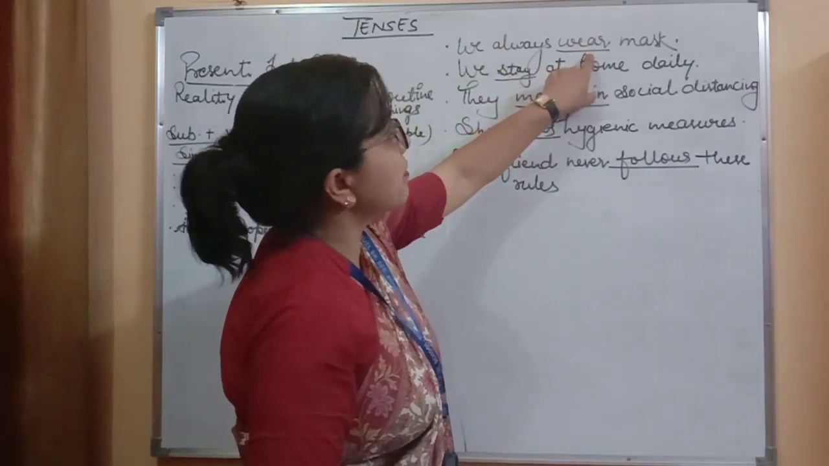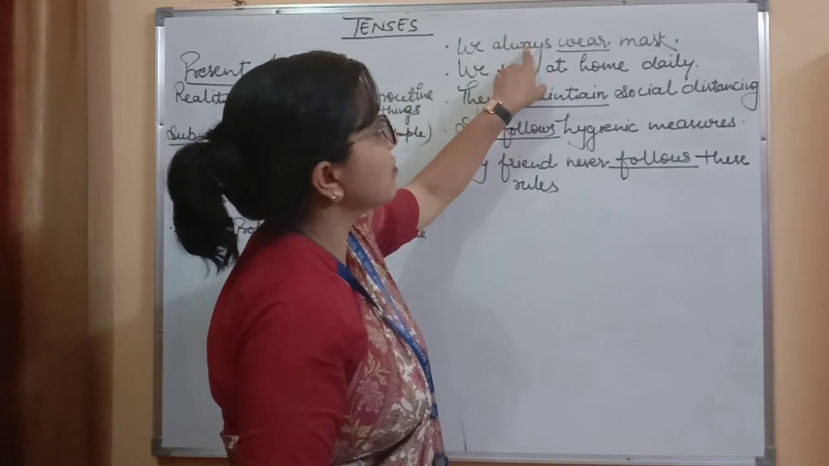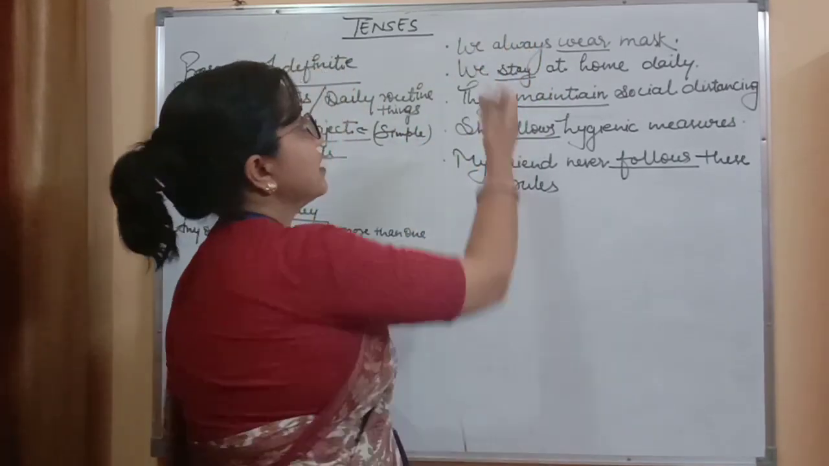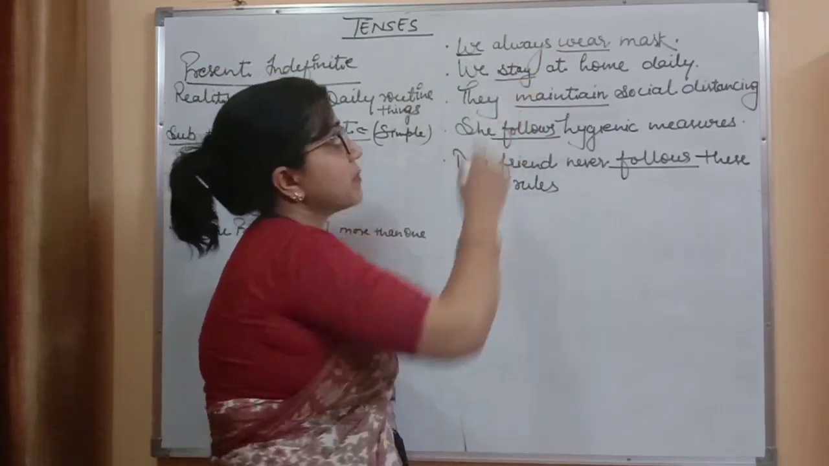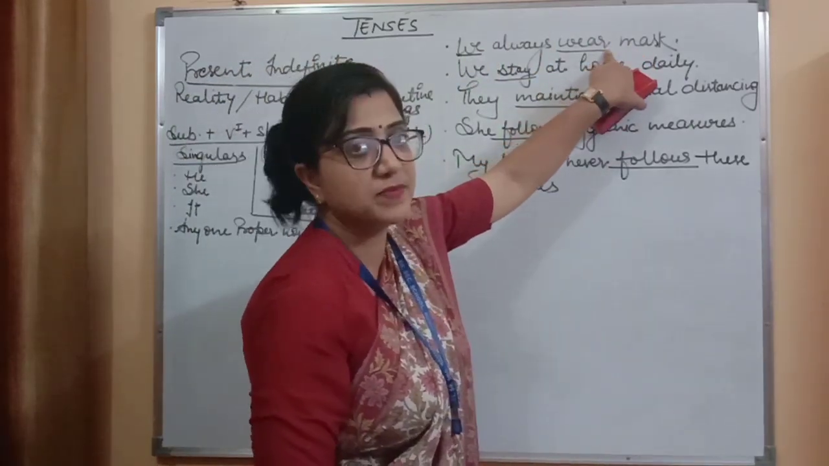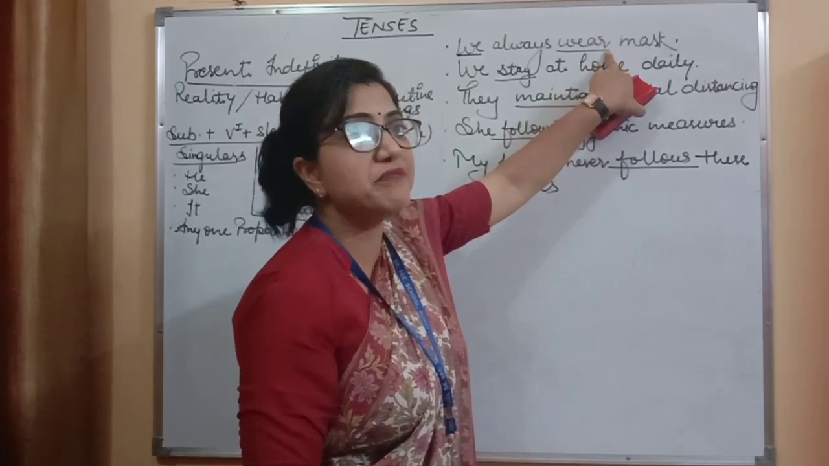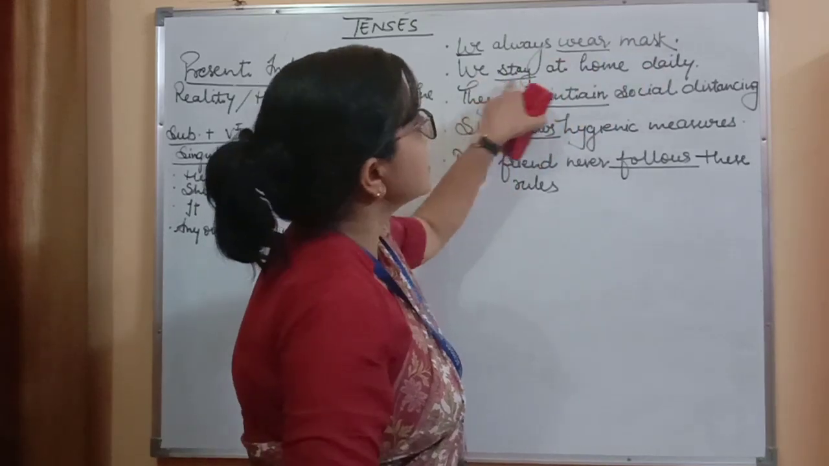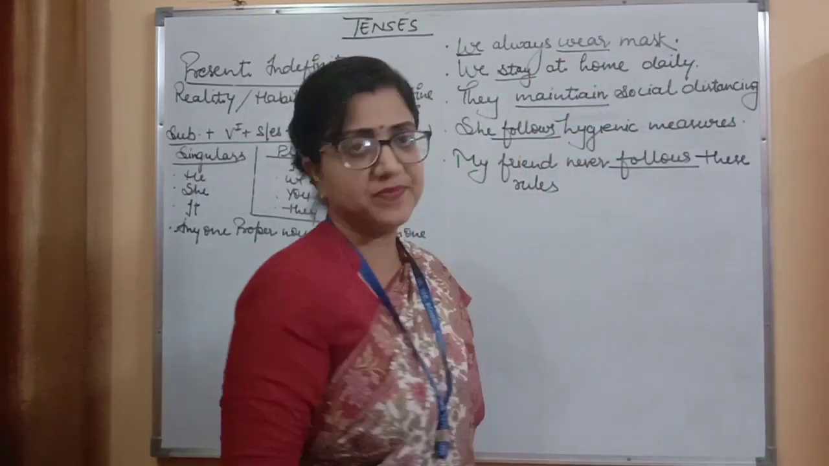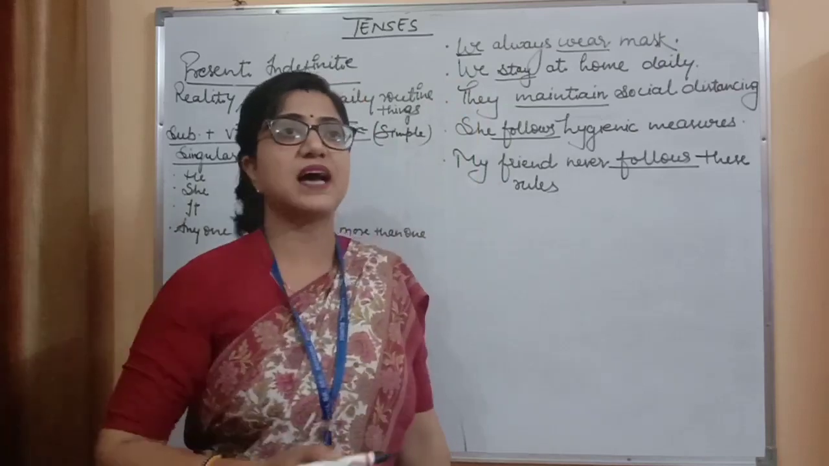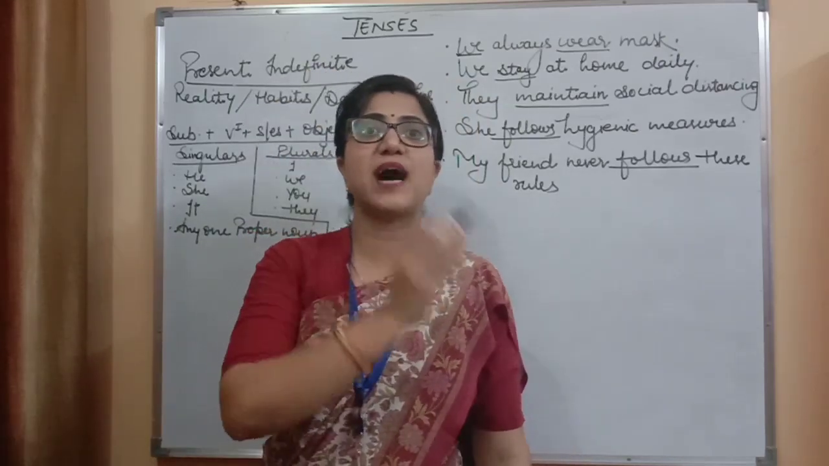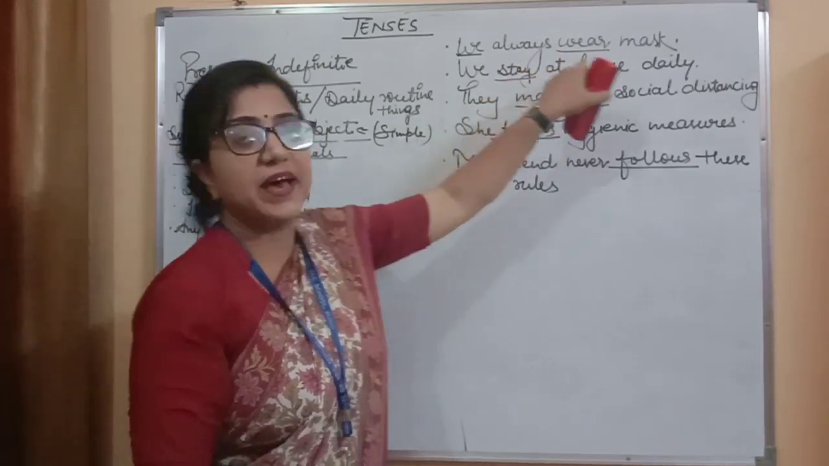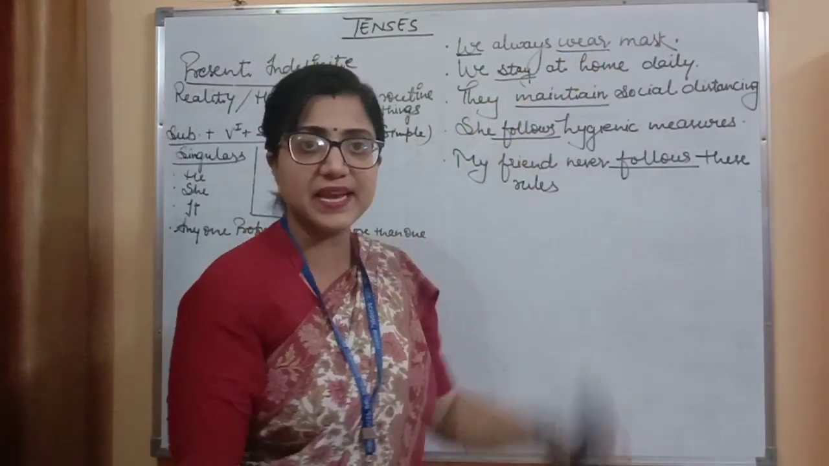We always wear mask. Always is used after the subject, and we is plural here. We always wear mask. No need to join s here, not wears. It is wear, the first form of the verb. We always wear mask. We stay at home daily. Stay is also the first form of verb, and after we you have to use subject, verb first form, then object. We stay at home daily.